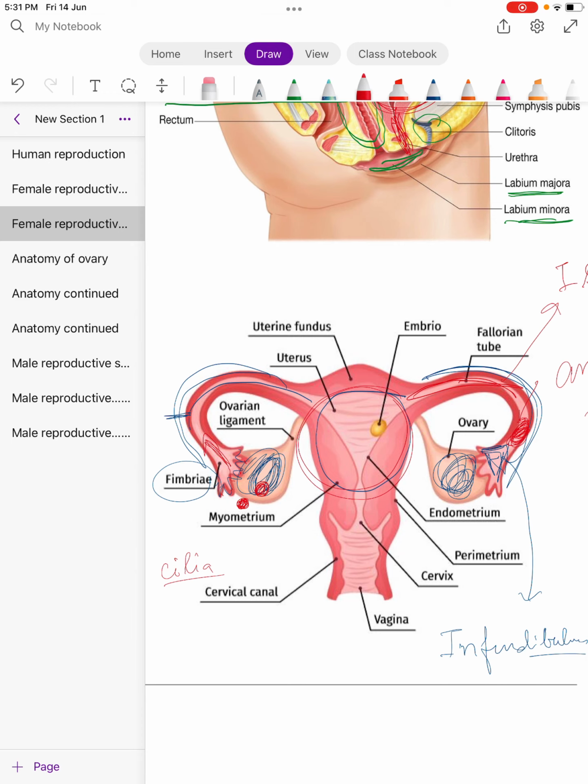There are three thick layers from which the uterus is made up. The first is perimetrium. This is the first layer. Then myometrium, और सबसे अंदर वाली लेयर जो है वो क्या है, एंडोमेट्रियम. 3 लेयर्स से जो है हमारी यूट्रस ये बनी होती है.